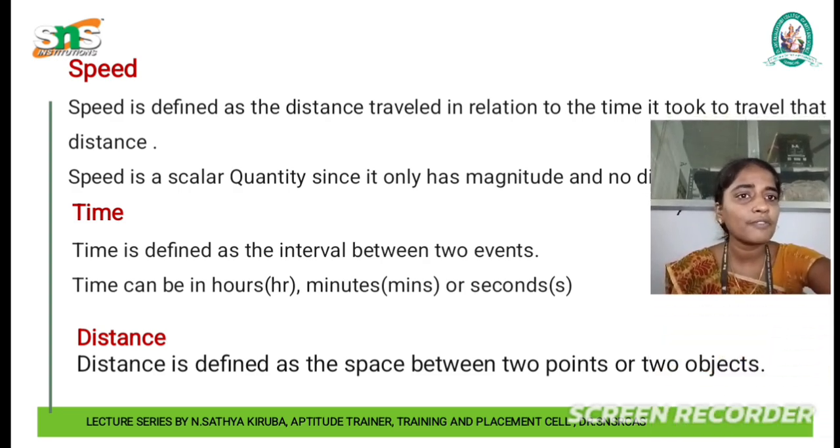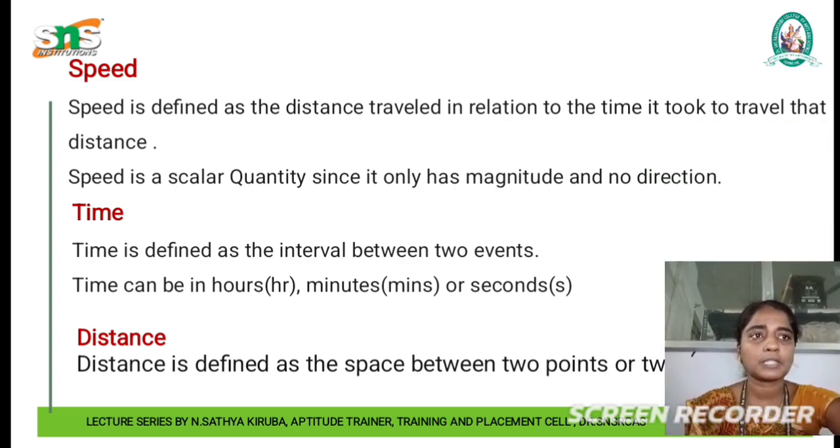Next, distance. Distance is defined as the space between two points or two objects. Suppose you are in a place and you have to travel to another place. The distance between the starting point and the ending point, those two are considered as the objects.